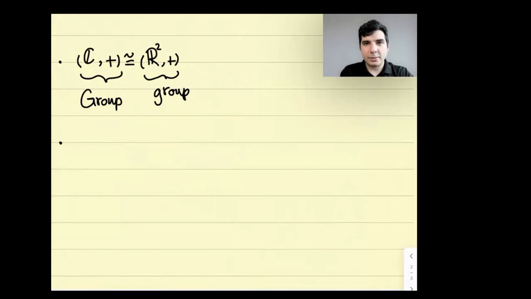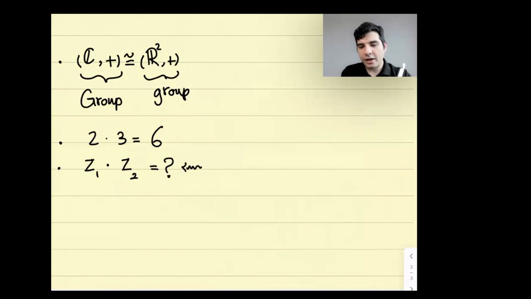Now, we want to go one step further. We want to learn about another algebraic structure on C. So when we have two complex numbers, we can also think about their multiplication. So for instance, when we have two real numbers, 2 and 3, we can say what is 2 times 3, right? We want to do the same for complex numbers. We want to say if you have a complex number Z1 and another complex number Z2, what is Z1 times Z2?